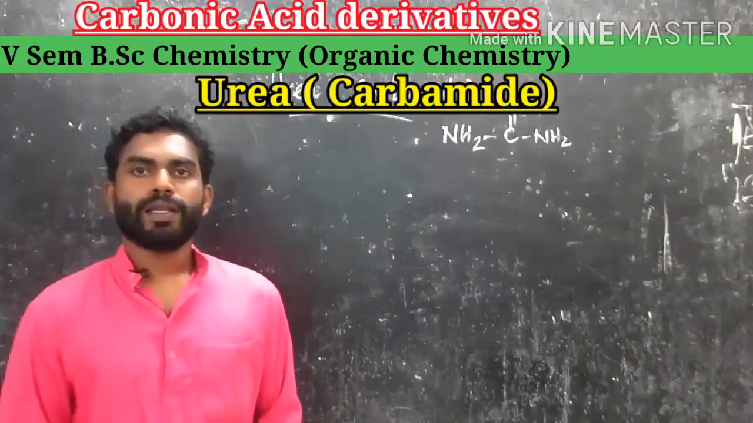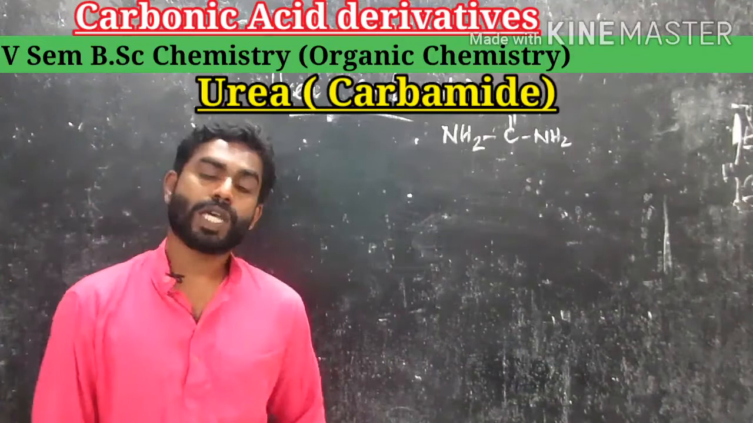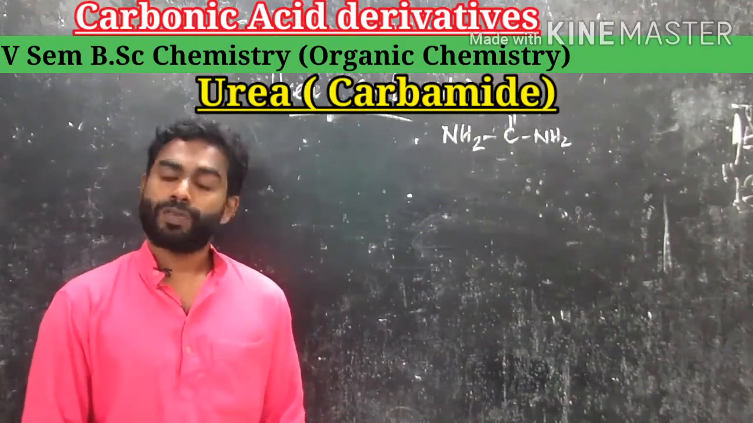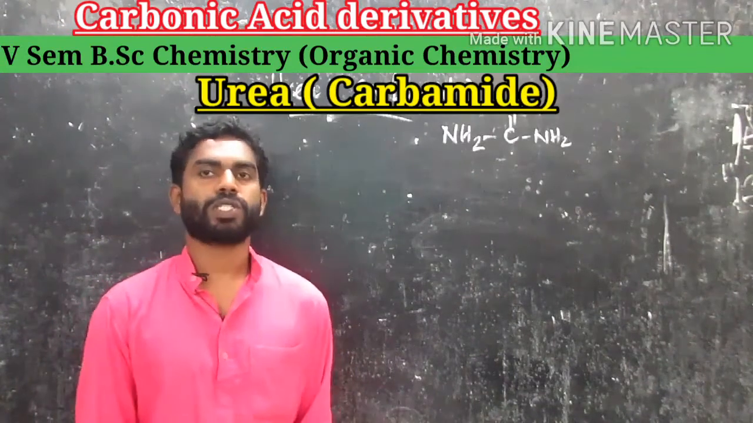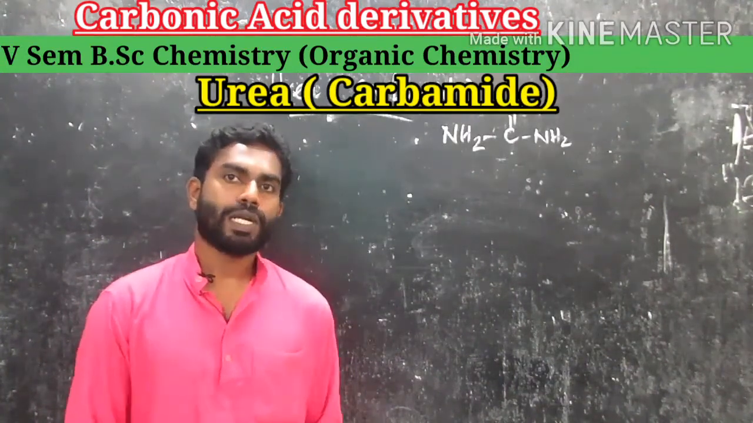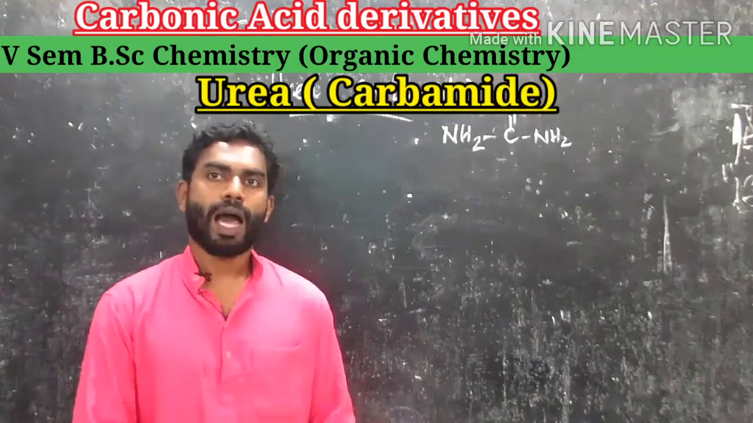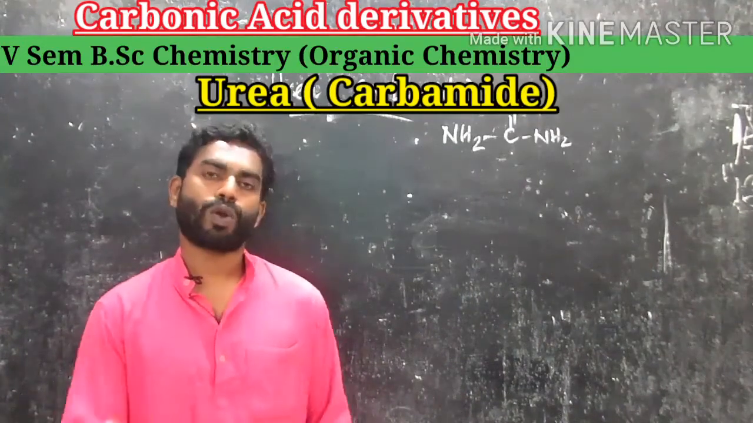Okay, next we are going to discuss the physical properties of urea. Urea is a white crystalline solid with melting point 132 degrees Celsius. It is soluble in water and alcohol, but insoluble in ether, chloroform and benzene.